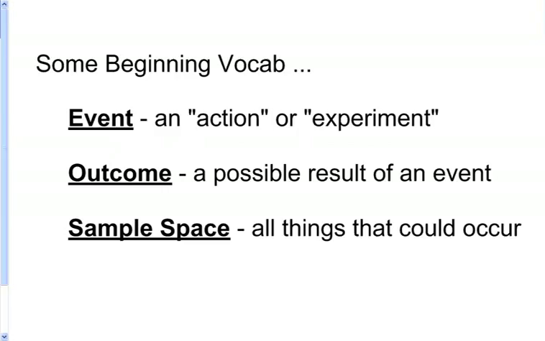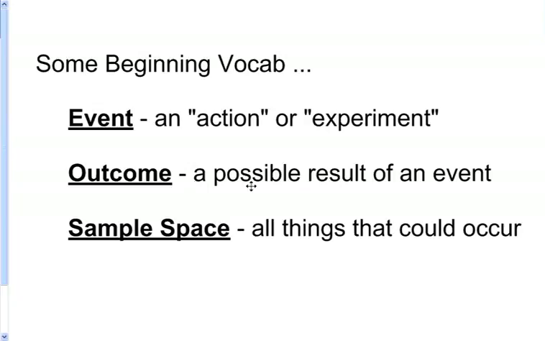There's really three key words that we're going to talk about in this lesson, and that beginning vocabulary is number one: an event, and you can think of an event as anything that could have happened. It's an action, an experiment, something I'm going to do. And in this class, a lot of times the events will be rolling a die, spinning a spinner, flipping a coin, things like that. It's something that I do.